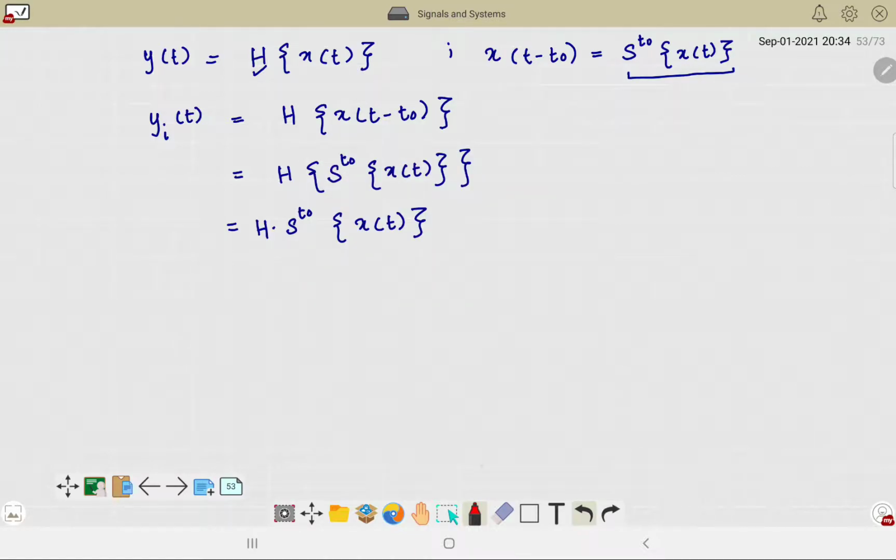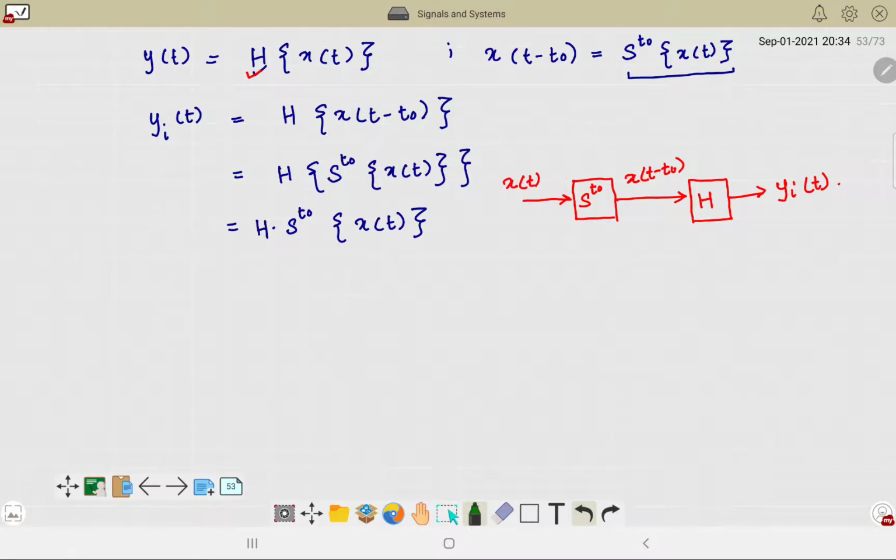Graphically, it is something like this. What I have done mathematically here means I have two systems. I'm using my input x of t in the first system, which provides a shift of t naught. So this right here is x of t minus t naught. Then I am using this shifted signal as input to the system having the system property H. It gives me an output y of t. This is the first part of the analysis.